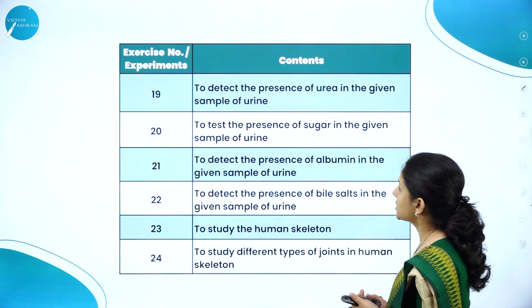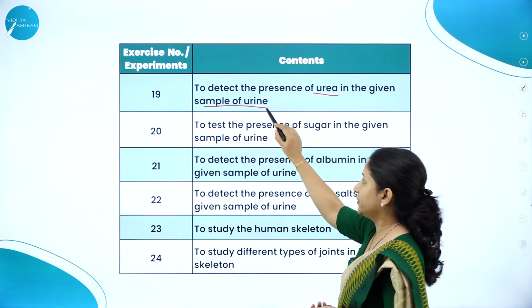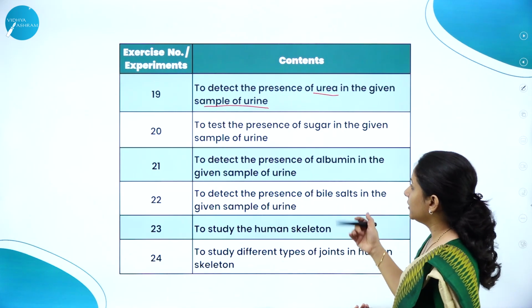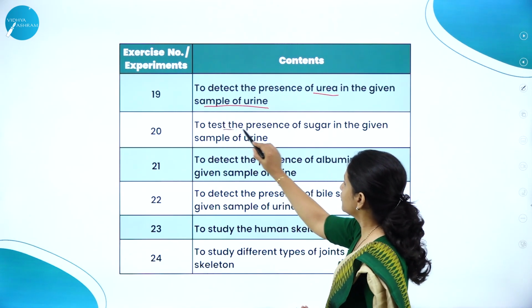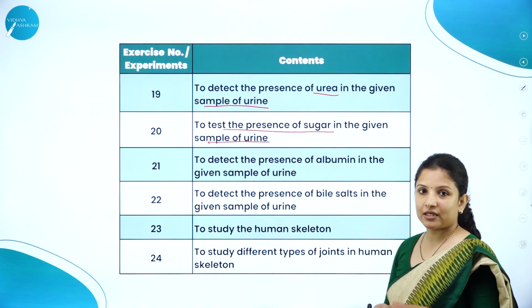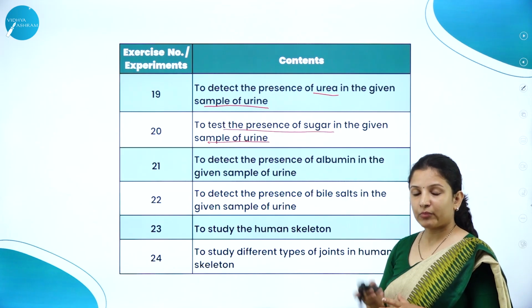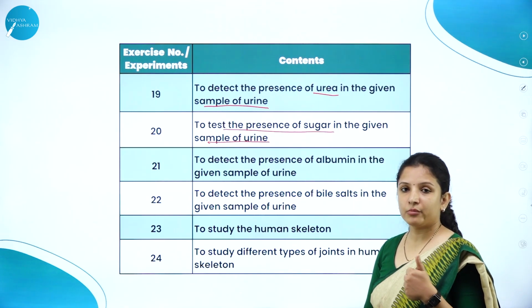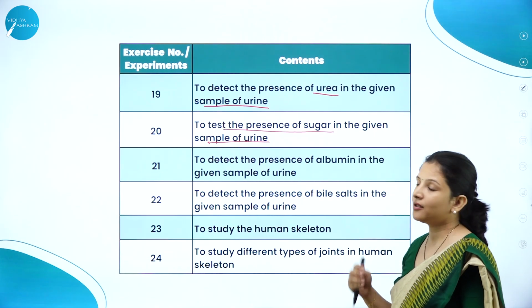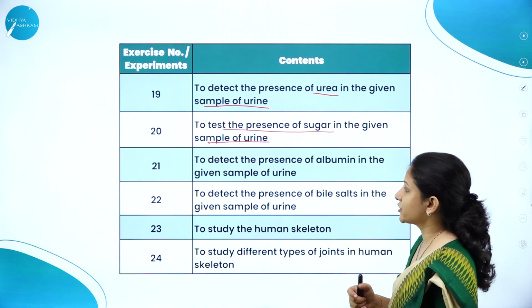Next experiment 19, to detect the presence of urea in the urine sample. So how much amount of urea, whether it is there or not, we will be finding out. Next 20 is to test the presence of sugar in the given sample of urine. So all these are needed, like when you go for a checkup, all this will be done by the pathologist, your urine sample, how much glucose is there, how much urea is there, all that they'll find out. So same thing you will be doing in the laboratory. So how much glucose is there in the urine sample is experiment 20.